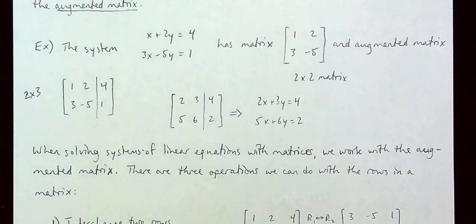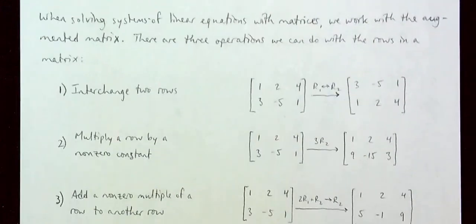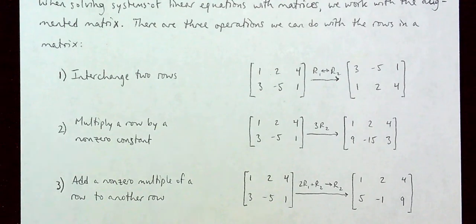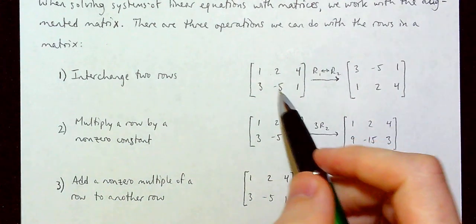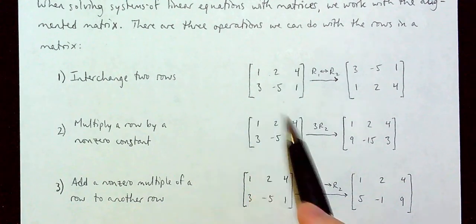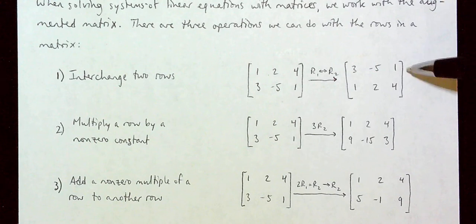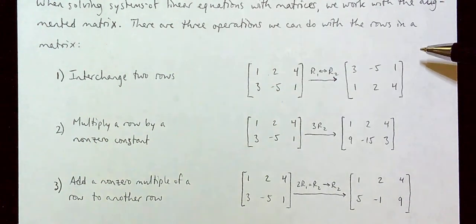They're called the elementary row operations. And here are the three things you can do. First thing you can do is you can switch the location of two rows. So using this same matrix, 1, 2, 4, 3, negative 5, 1, I can switch rows 1 and 2, and it works just as it sounds. Row 2 becomes row 1, row 1 becomes row 2.